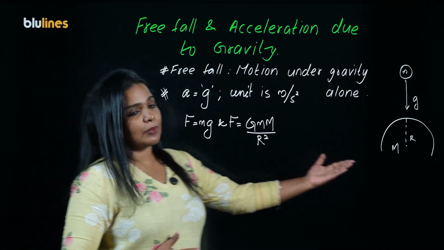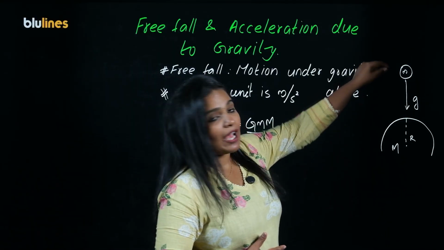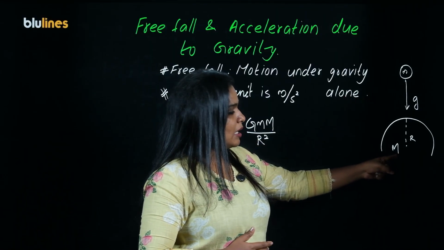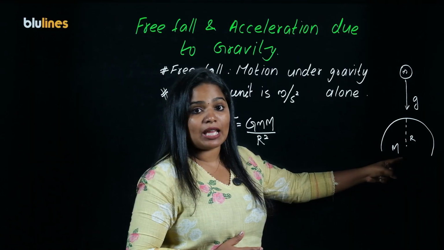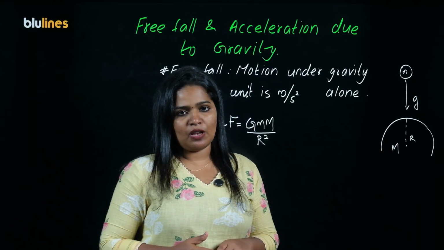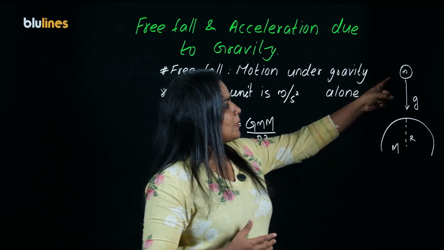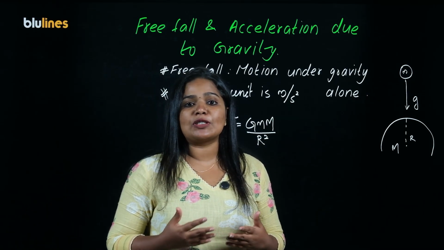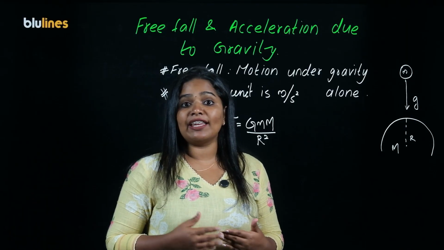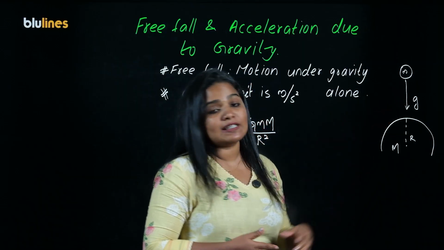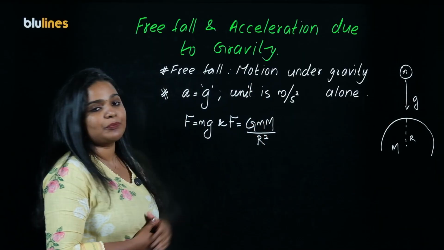Here we have an example. A ball is dropped from some height and the mass of the ball is small letter m, and this is earth. The mass of the earth is denoted by capital letter M. R is the radius of the earth. What will be the force acting on this particular mass? We know from Newton's law F is equal to ma. But here a is equal to g. So, the force acting between these two masses is F is equal to mg.